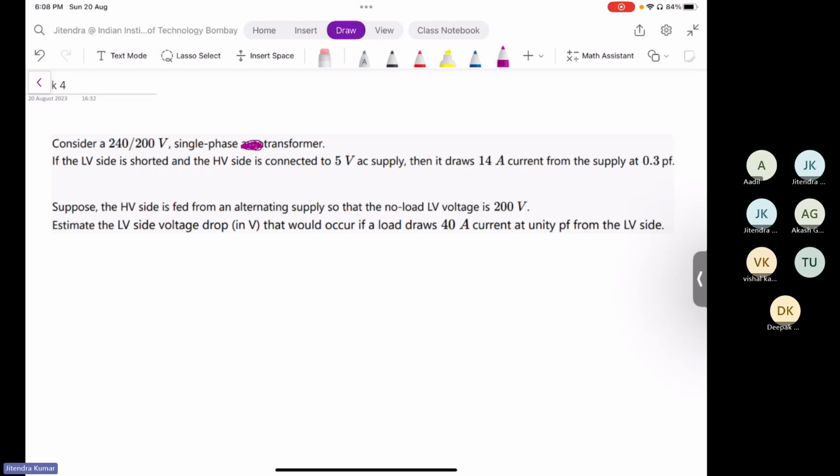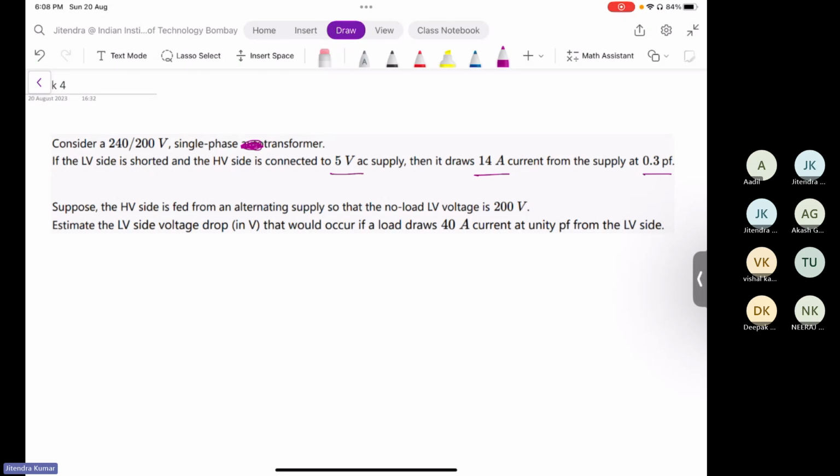Okay, so I hope you have read this problem. Here, a 240 by 200 volt single phase transformer is given, and the low voltage side is shorted, and the HV side is connected to 5 volt. Now it draws 14 ampere current from the supply at 0.3 power factor. After observing this data, 5 volt, 14 ampere, 0.3 power factor, you must first compute the power. What is the rating of the transformer at this condition?